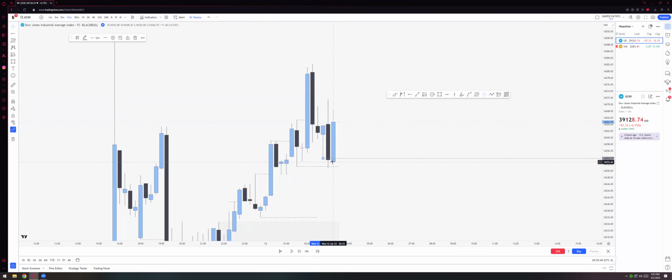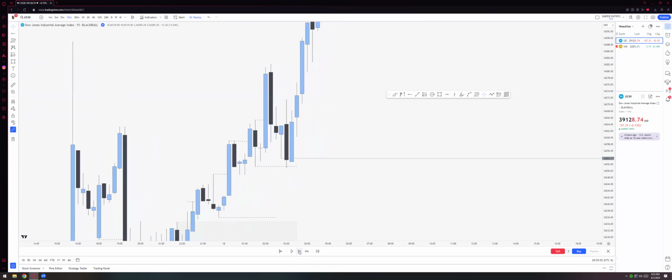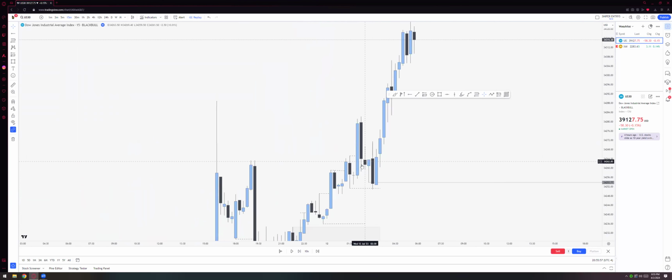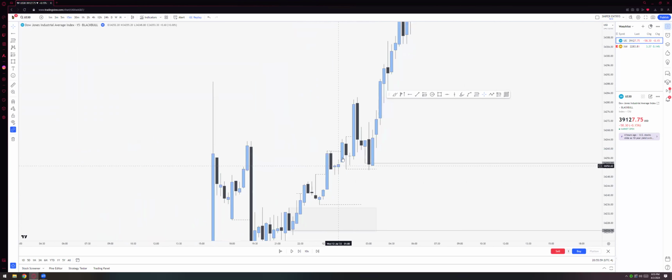So what we have here, liquidity grab. What type of liquidity is this one? A normal liquidity. Yeah, exactly, because it breaks below the level here, and then we have a push to the upside right here. You guys can see that the market is pushing up.